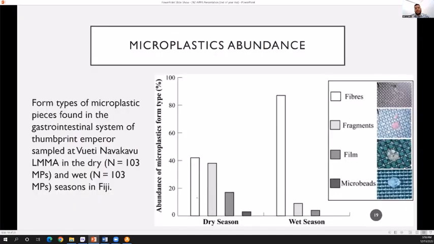And all microplastics that were larger than 5 millimeters were classified into fragments, films, fibers, and microbeads based on their visual aspects. And we found that fibers were the dominant form type in the wet season, while in the dry season, a similar abundance of fibers and fragments were recorded. And films overall had a lower abundance, but it was statistically significantly higher in the dry season than in the wet season. And microbeads had the lowest abundance and were found in the dry season only.